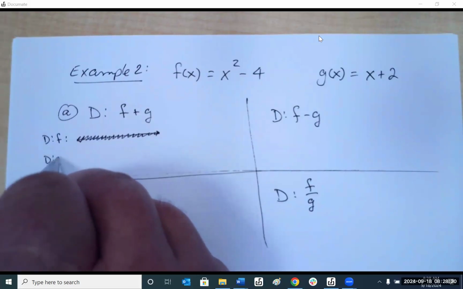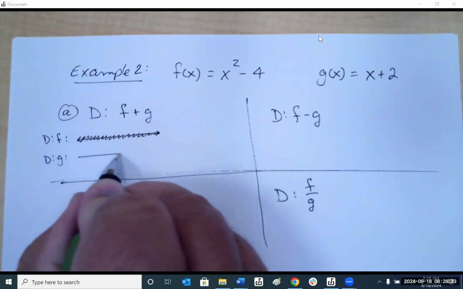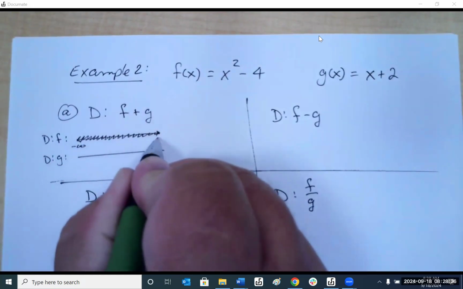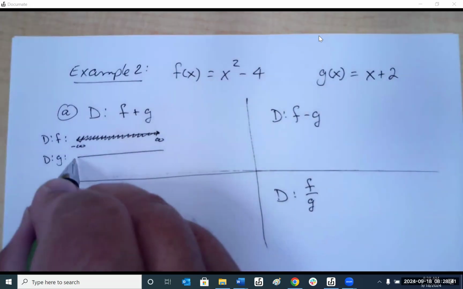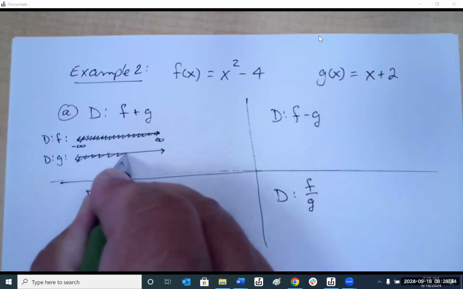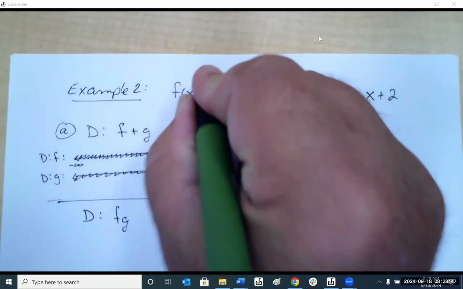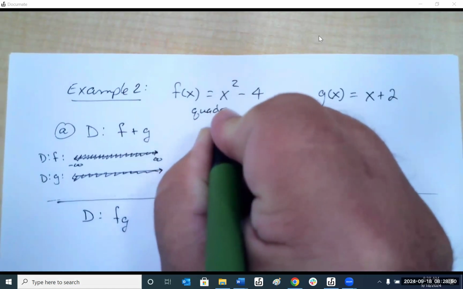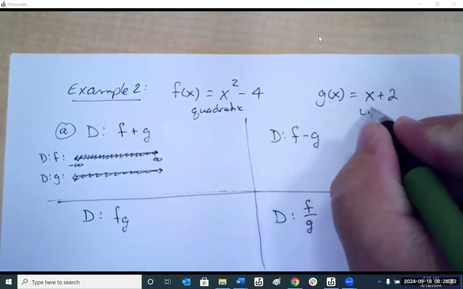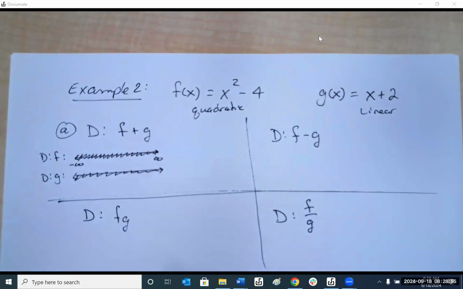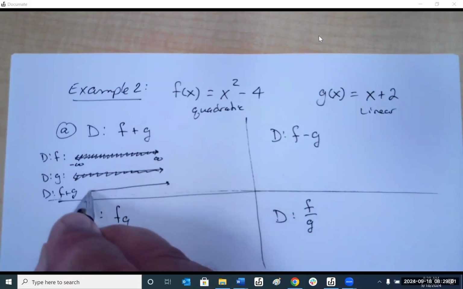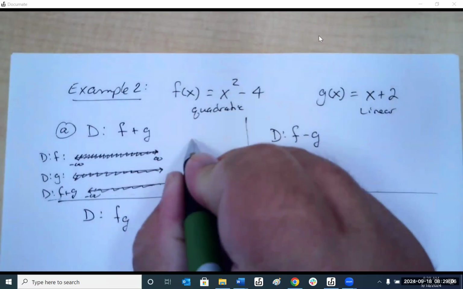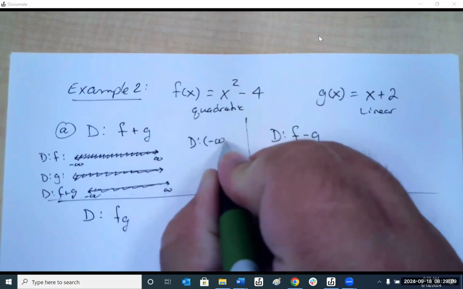Now the domain of g. The domain of g is what? Yeah, because it's a linear equation. So f is quadratic. G is linear. So the domain of f plus g is all real numbers. It goes from negative infinity to positive infinity. So the domain is from negative infinity to positive infinity.